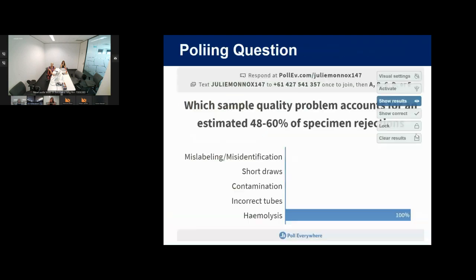Okay, so here's our opportunity for, sorry guys, another voting. So you can do that via the chat line, you can do that via texting, as you hopefully know how to do that now, or via pollev.com. Same procedure, so I'll give a couple of minutes. And this is actually about sample quality during the collection. Yeah. So which sample quality problem accounts for an estimated, that's high, 48 to 60% of specimen rejections.